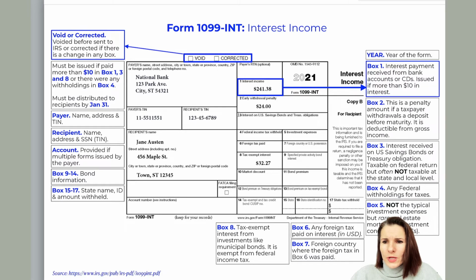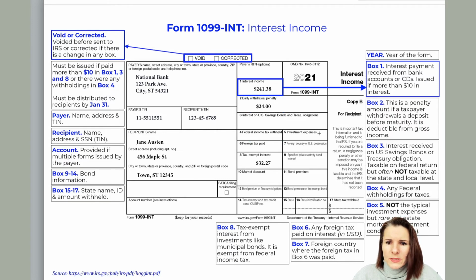Then in box 3, we have interest received on U.S. savings bonds or Treasury obligations. That information is taxable on the federal return, but many times it's not taxable on some state and local taxes. So you want to double check with your state. Number 4 is federal income tax withholding. Actually, rarely do people have withholding on interest income because it's small, but if you're very rich, maybe it's a possibility. For most people they don't have any withholdings in that box.